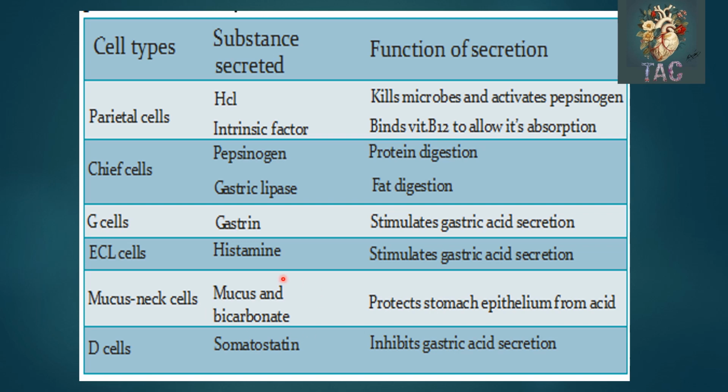Mucous neck cells secrete mucus and bicarbonate, and this bicarbonate actually neutralizes the HCl secretion of the lumen to prevent its ulcerative effects on the epithelium, and protects the epithelium. And D cells: all these cells, G cells, ECL cells, and D cells, are different types of cells of the enteroendocrine population of cells. They secrete somatostatin and inhibit gastric acid secretion.